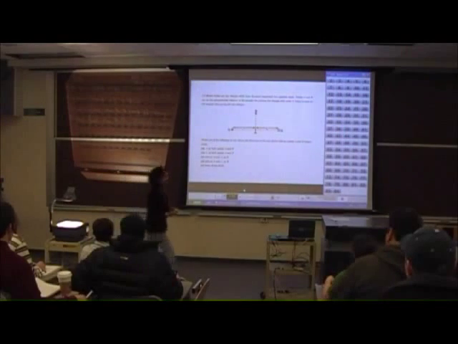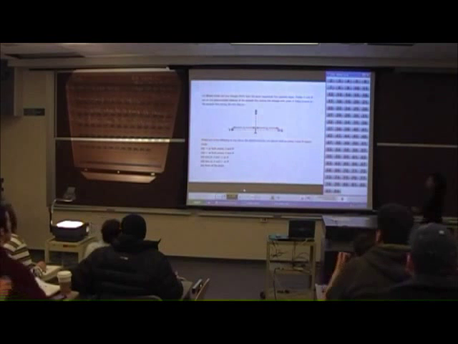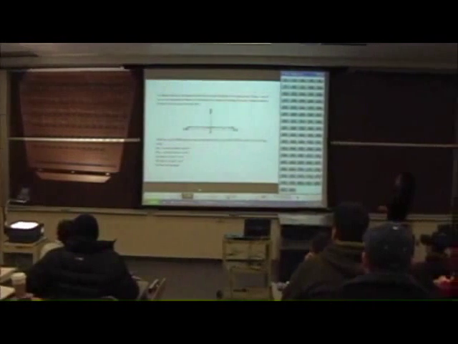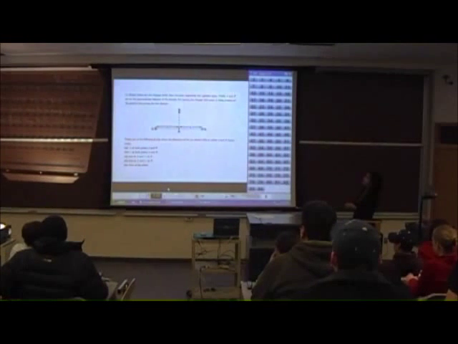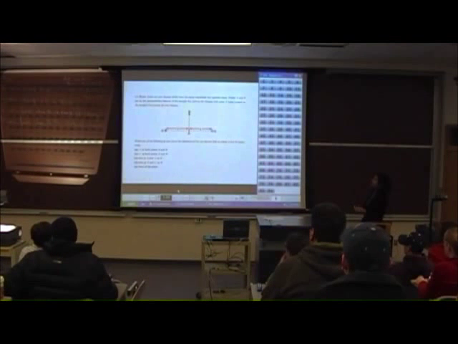Alright, let's try the first question here. The first question says, let me read it for you. It says, shown below are two charges which have the same magnitude but opposite signs. Points A and B are on the perpendicular bisector of the straight line that is joining these two charges. And the question is asking which one of the following is true about the direction of the net electric field at point A and at point B, respectively.